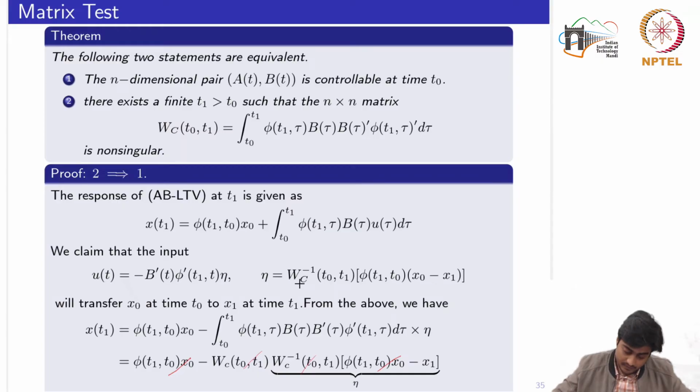Okay, so this is the proof of the part that if this matrix is non-singular, then the system is controllable, and the controllability of the system ensures that starting from some point x0 at time t0, I could reach x1 at time t1.